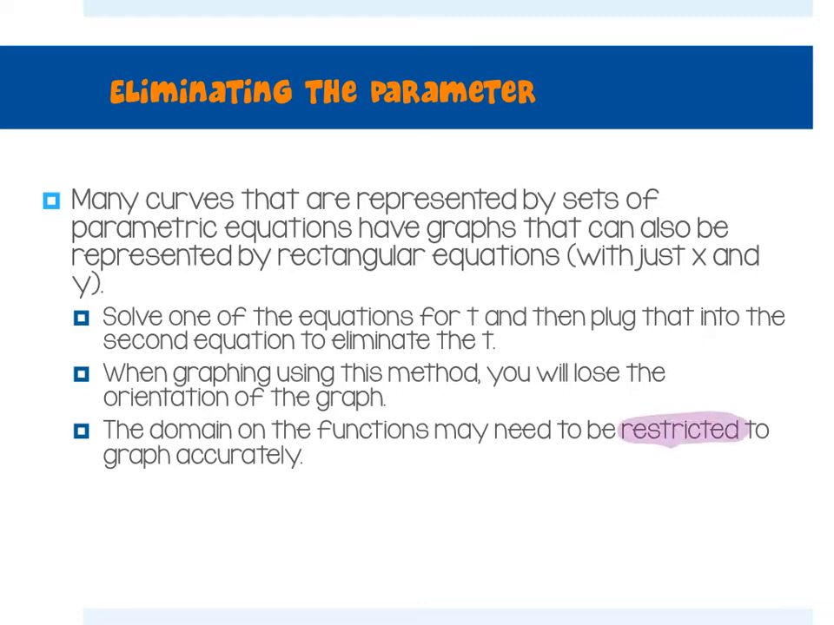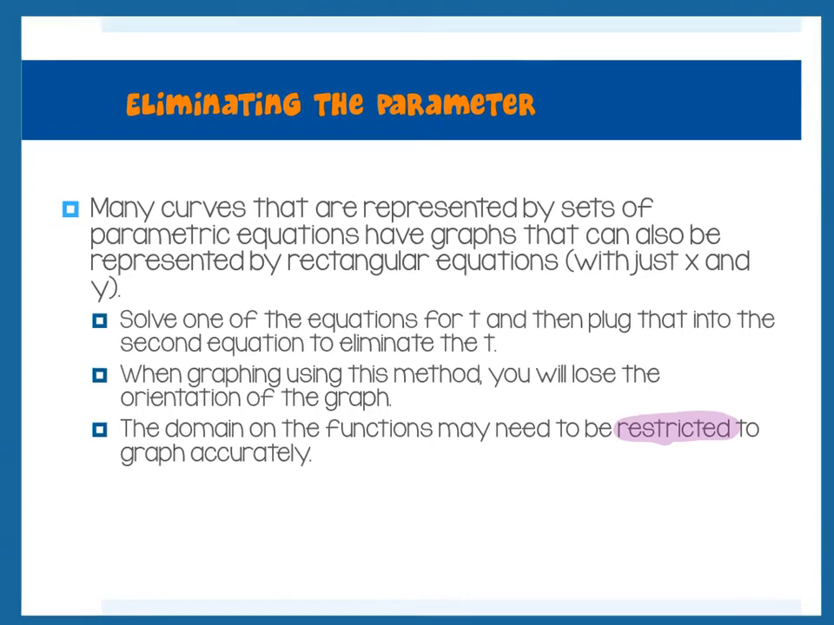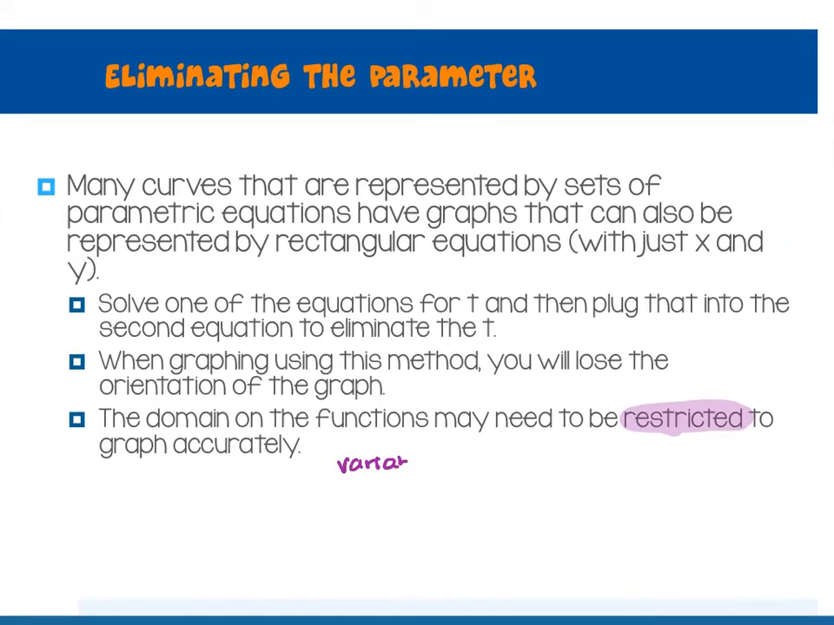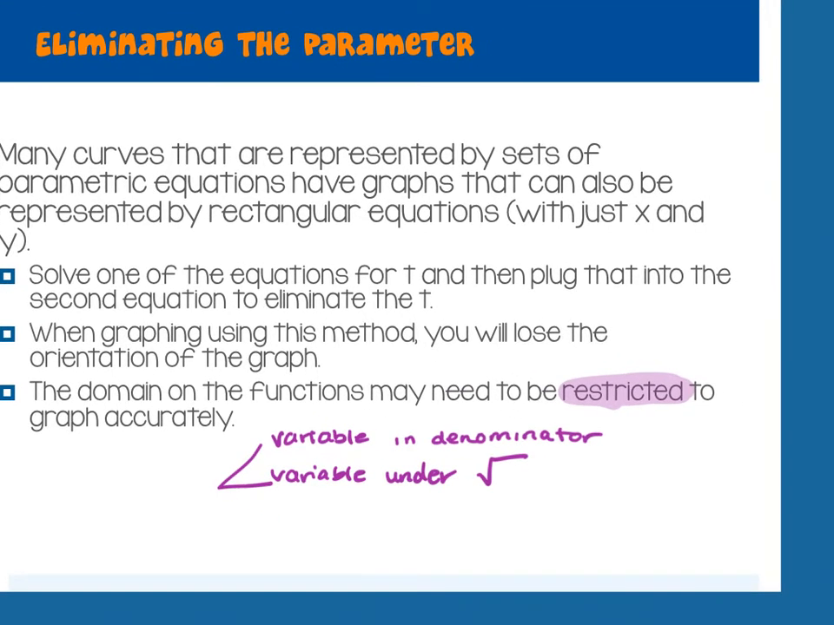So remember, for domain restrictions, we look for things like a variable in the denominator, or a variable underneath the square root, or the combination of these, a variable in the denominator underneath the square root. So if it's in the denominator, we would say that variable cannot equal 0. And if it's underneath the square root, we say it has to be greater than or equal to 0. If it's a variable in the denominator underneath the square root, then we say it has to be greater than 0. So it may ask you for domain, and those 3 cases are what's going to happen.